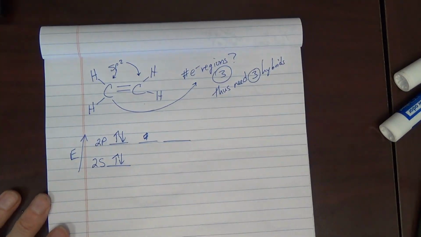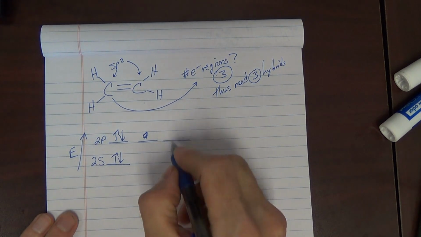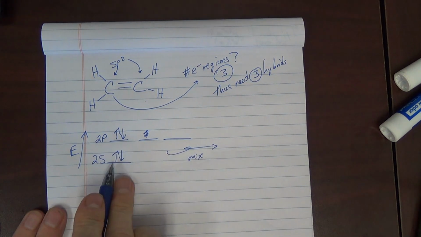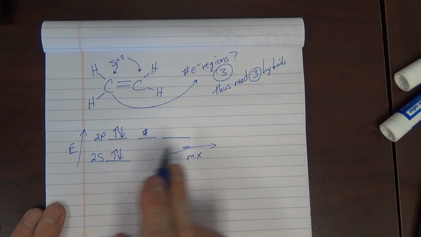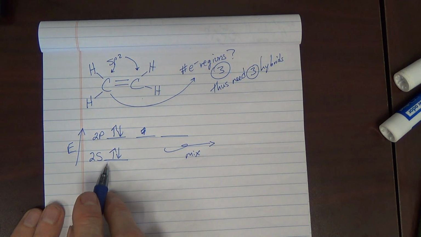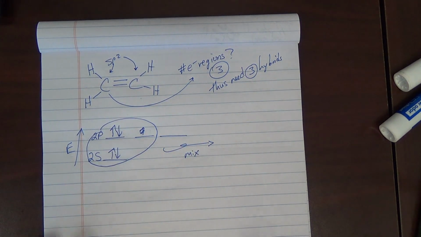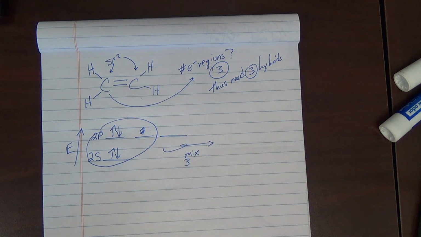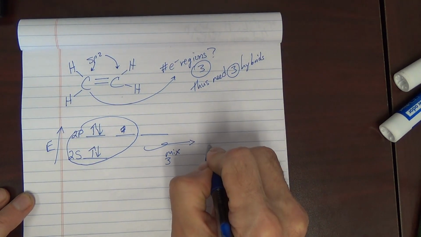If we need 3 hybrids, how many of the original atomic orbitals do we need to mix? Well, if you put 5 in, you're going to get 5. If you put 3 in, you're going to get 3. We want 3, so we put in 3. You're always going to put in the S, but we're only going to put in 2 of the P's. So we're going to mix 3, and we're going to end up with 3 hybrids.